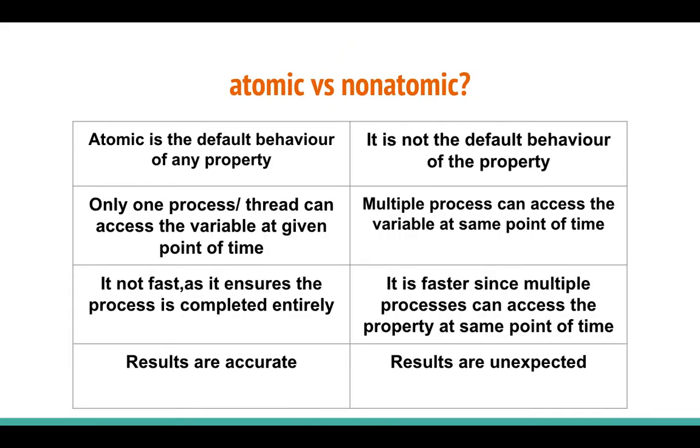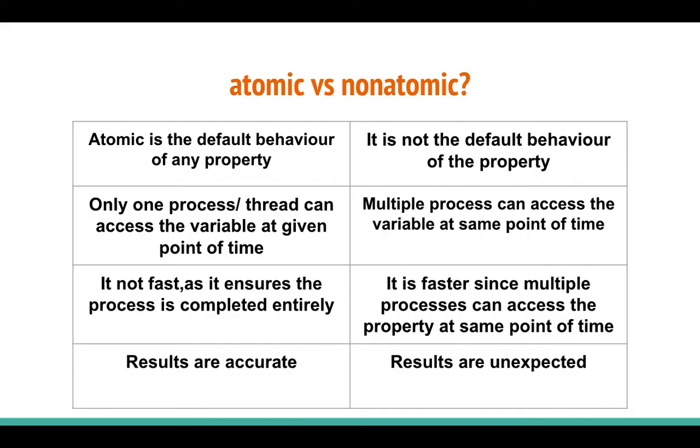So I can say atomic and non-atomic means, atomic is the default behavior for any property. Non-atomic means it is not the default behavior of the property. In atomic, only one thread can access the variable at a given point, but in non-atomic, multiple threads can access the variable at the same time.